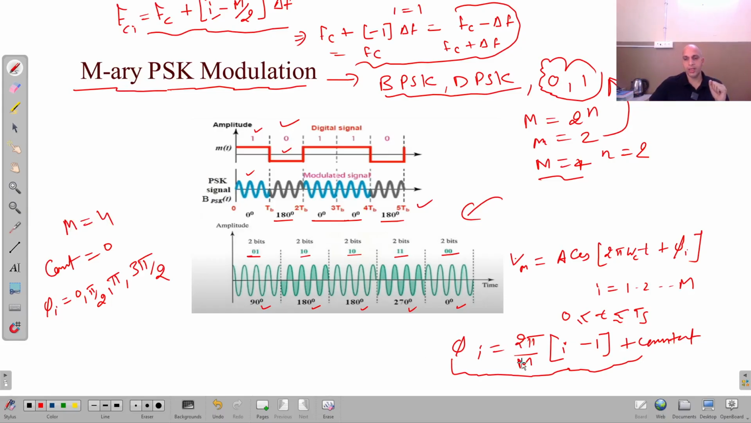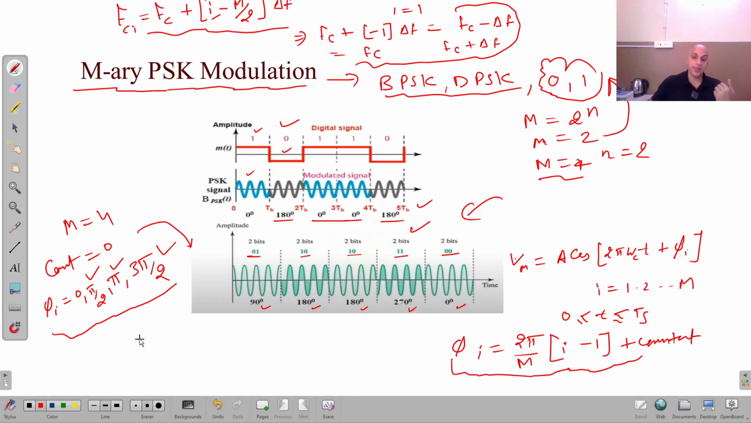So when M is equal to 4, 2 pi by 4, we are left with pi by 2. So pi by 2 into (2 minus 1), 1, pi by 2. Pi by 2 into (3 minus 1), 2, means pi. Pi by 2 into (4 minus 1), 3 pi by 2. So these are the different phase angles that are going to be induced, right? You can see here, this is the case of this particular example. This diagram is for this particular example.